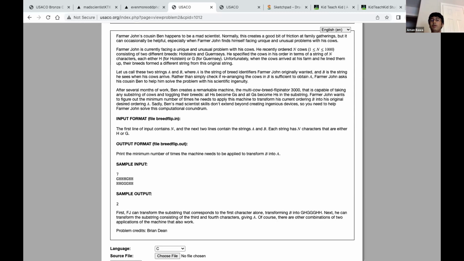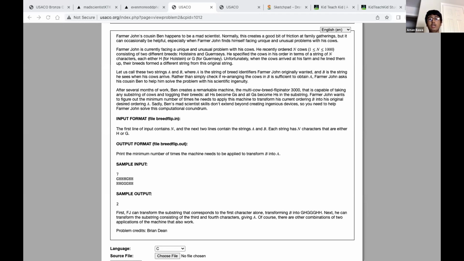So we want to find the minimum number of times we need to use this machine in order to turn what he got into what he wanted. If we try to brute force this problem, we're going to have a lot of strings to flip. We can first choose every possible substring, which will take N squared time, because you have N choices for the starting point and N choices for the ending point, and multiplying those together gives an N squared algorithm.